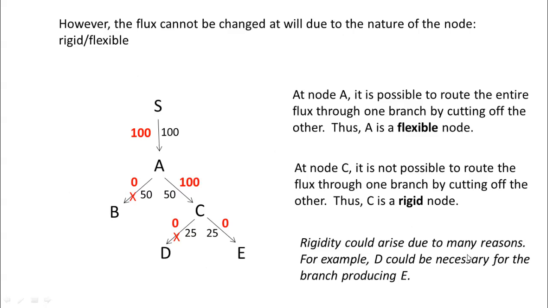So rigidity could arise due to many reasons. For example, D could be necessary for the branch that is producing E in some metabolic way, some genetic way. It could be responsible, maybe through a feedback loop or something like that, and therefore if we cut this off, this also gets cut off.